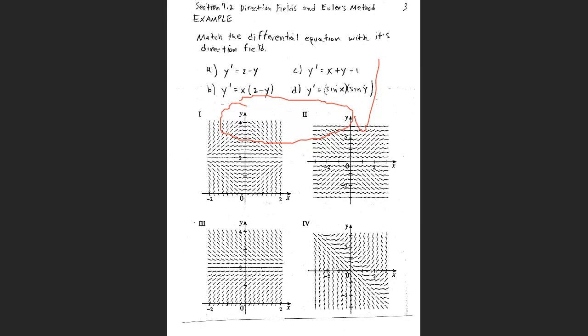So look at the four direction fields below. Which direction fields along the line y equals 2 have flat slopes? The first graph, okay. I think I'm seeing that. The third one. Which one, Maria? The third one, okay. I agree. So let's see. Here's the line y equals 2.